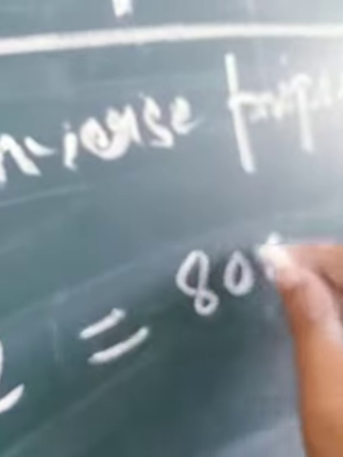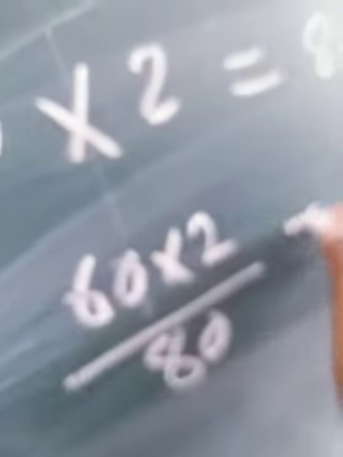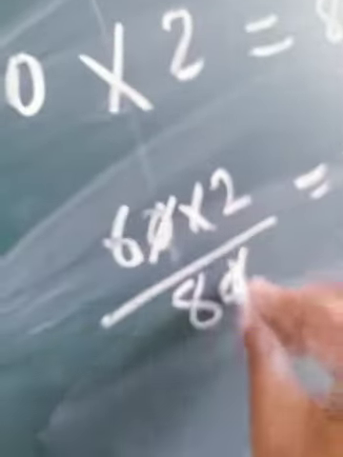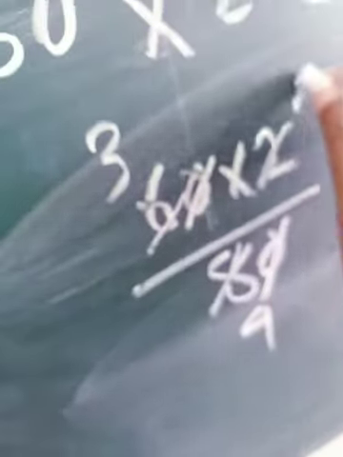So what is inverse proportion? You know that when it is inverse proportion, we write 60 into 2 equals 80 into x. Now we have to transpose this 80 towards the left hand side. So 60 into 2 upon 80 would be equal to x. Now reduce these two zeros. Now 2 3s are 6, 2 4s are 8, 2 1s are 2, 2 2s are 4. So the value of x is 3 by 2.